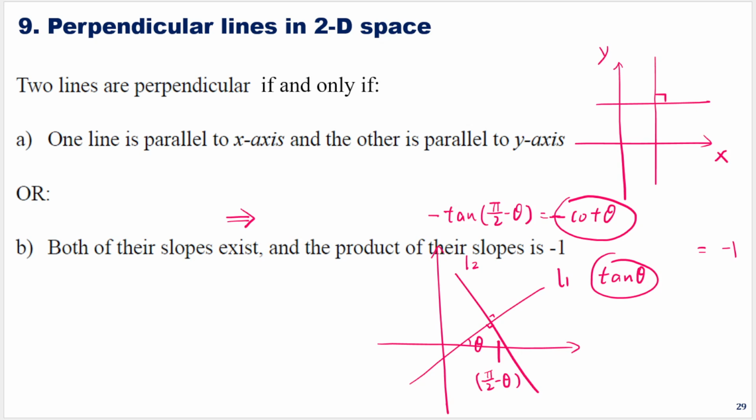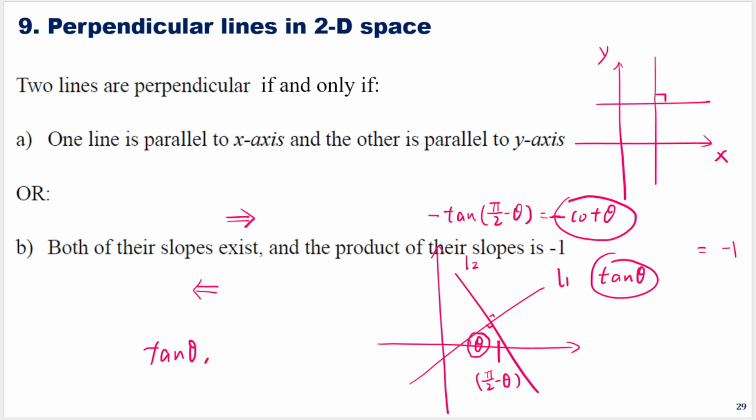If the two lines are perpendicular, then the product of their slopes is -1. And also, we could use a similar method to prove this direction. If the product of their slopes is -1, suppose this angle here is theta, then the slope of L1 is tangent theta.